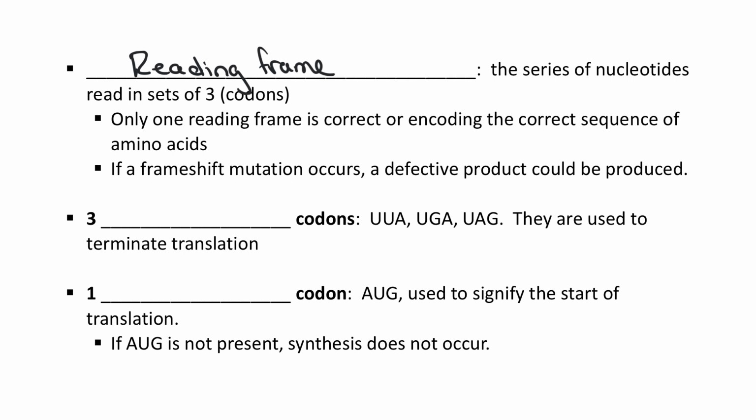There are 3 stop codons. They are shown here, where they are UUA, UGA, and UAG. They are all used to terminate translation. So there could be different ones, but whenever these are in the reading frame, they will stop translation. And there is only one start codon, which is AUG, and that is used to start translation. If AUG is not present, then synthesis does not occur.